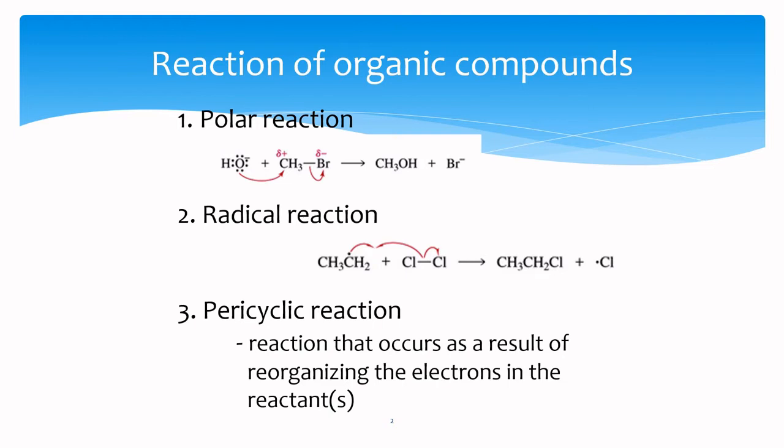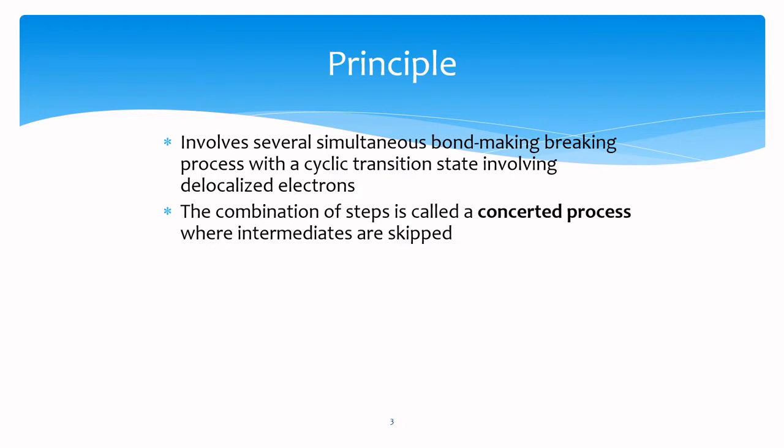And the third reaction is pericyclic reaction, which is a reaction that occurs as a result of reorganizing the electrons in the reactants. This is the principle of pericyclic reaction. In pericyclic reaction, there is a simultaneous bond-making and bond-breaking process with a cyclic transition state involving delocalized electrons. The combination of these steps is called a concerted process, where normally intermediates are skipped.